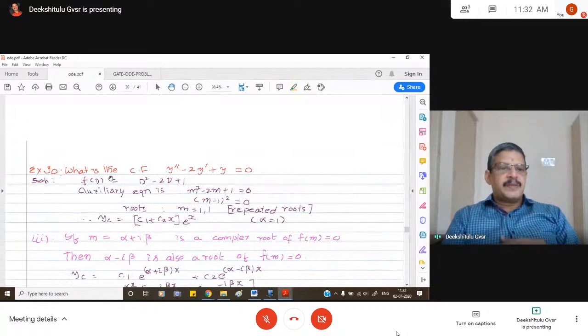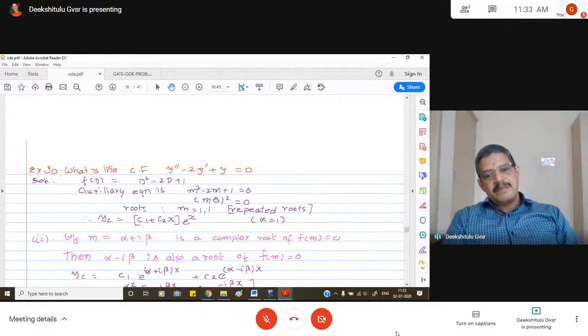Now let us consider an example. What is the complementary function of y double dash minus 2y dash plus y equal to 0? So f of D, you can write this as D squared minus 2D plus 1 acting on y equal to 0. So f of D is equal to D squared minus 2D plus 1. For the auxiliary equation, simply replace D by m. So m squared minus 2m plus 1 equal to 0, which is the same as m minus 1 whole squared equal to 0. So what are the roots? m equal to 1, m equal to 1 are the repeated roots.